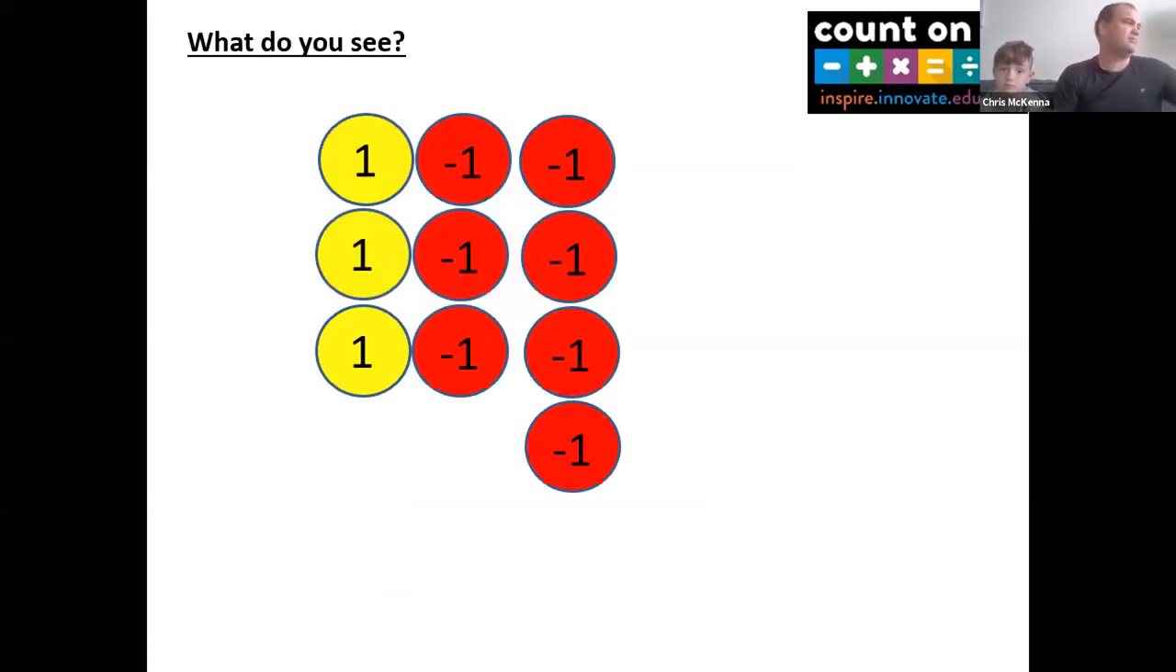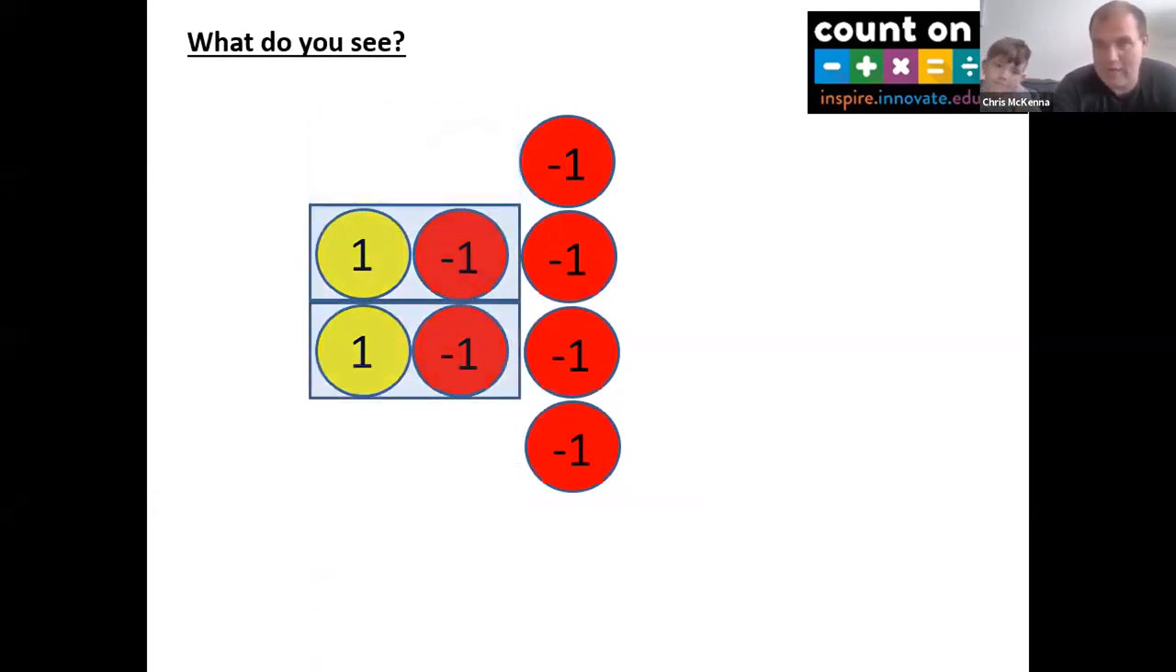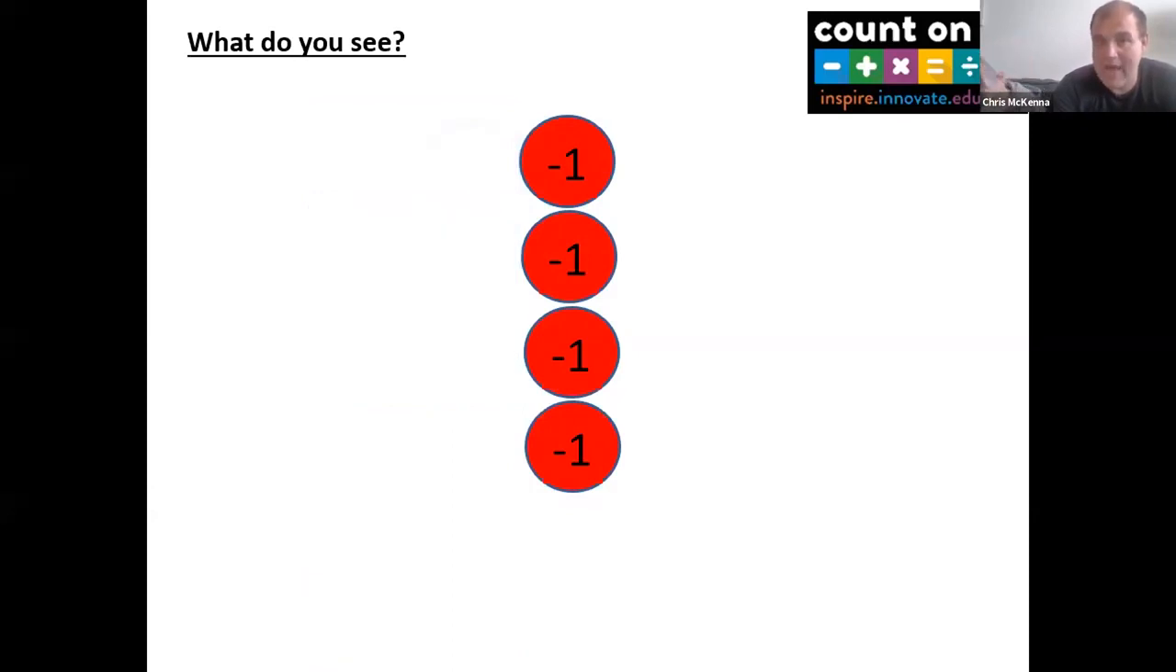Okay, look at this one, everyone. Tell me what you see. What do you see here? What do you see, Austin? I see -4. Let's go with this then. I've got 3 1s and I've got 7 -1s. Here, that's a 0 pair, that's a 0 pair, that's a 0 pair. We can disregard these, and I'm left with -4. The total equals -4.